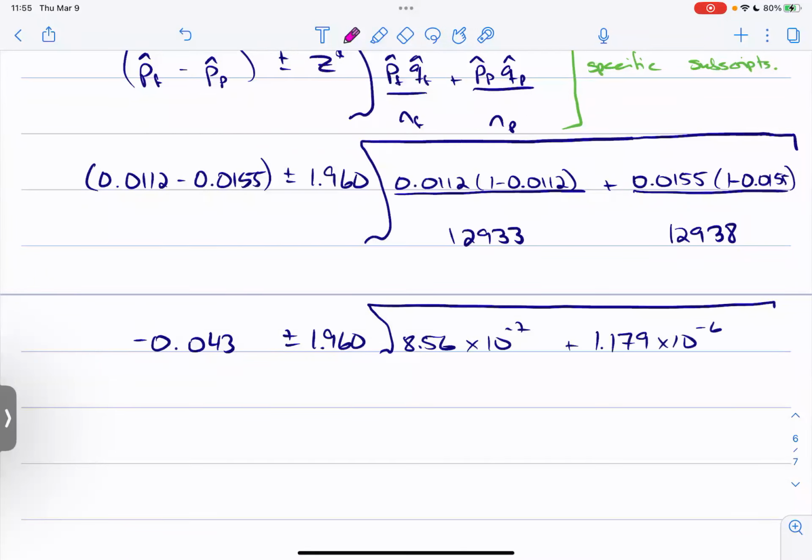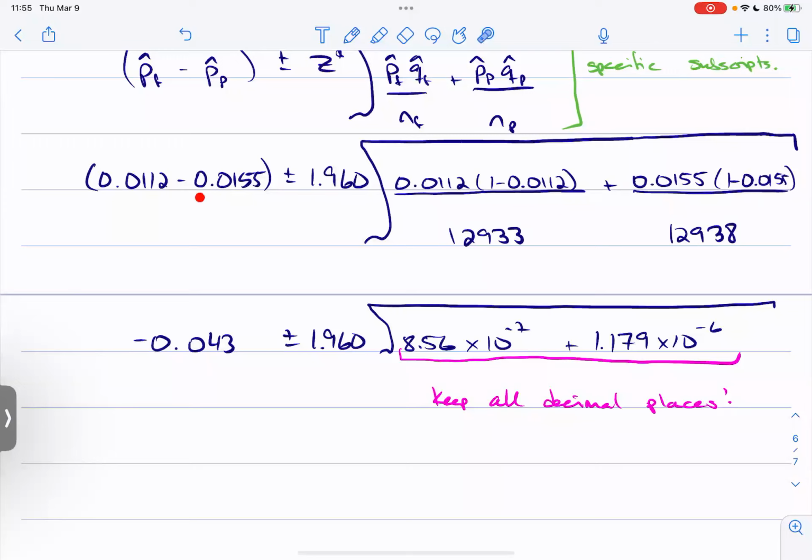It's really important that you keep all decimal places. Otherwise, it's going to mess with your standard error, right? We're dealing on such a small scale here. Your standard error is usually a lot smaller than your point estimate. Maybe not in this case, but smaller than these 0.0112 and 0.011 or 0.0155. So we're dealing with very small numbers, and you have to keep all those decimal places.